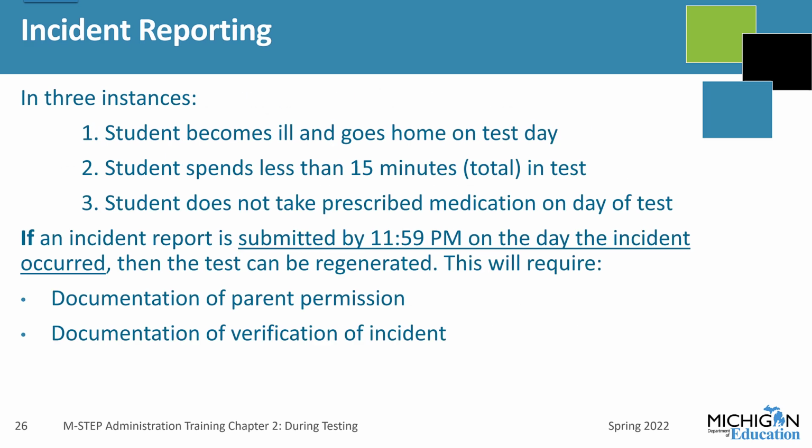There are 3 instances that require the incident report be submitted on the day that the irregularity occurs in order to regenerate the test. The first instance is if a student becomes ill and goes home on test day. This is for those situations where a student sits to complete an entire test and then you find out or figure out later that the student was ill enough to have to go home sick that day. Again, the incident must be reported by 11:59 p.m. on the day it occurs.